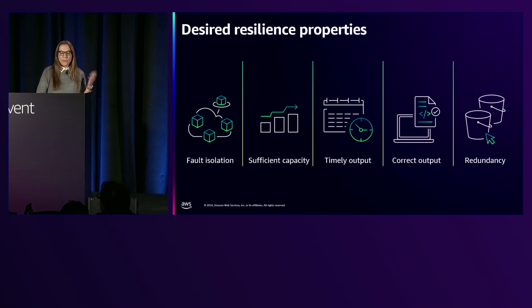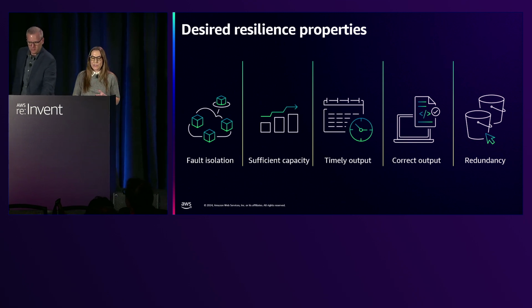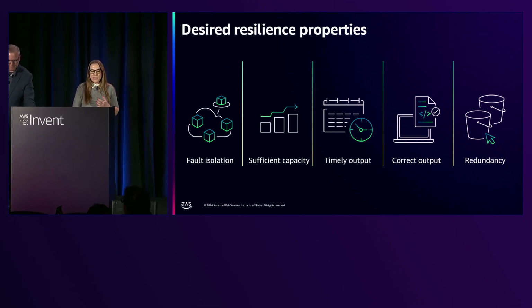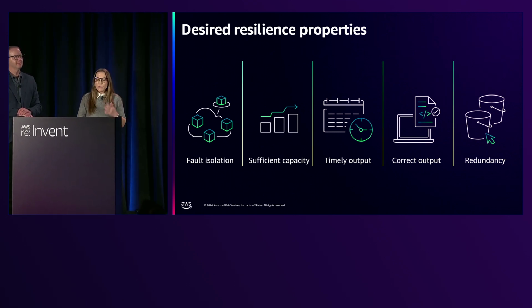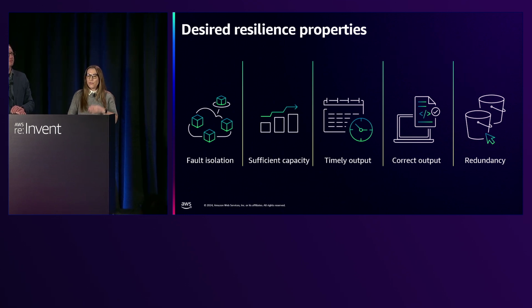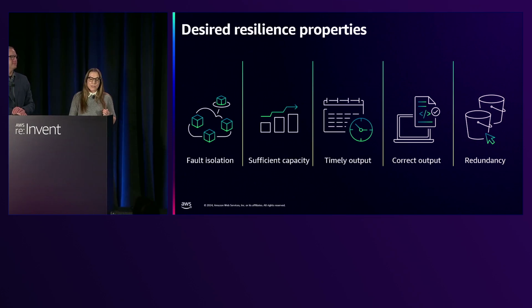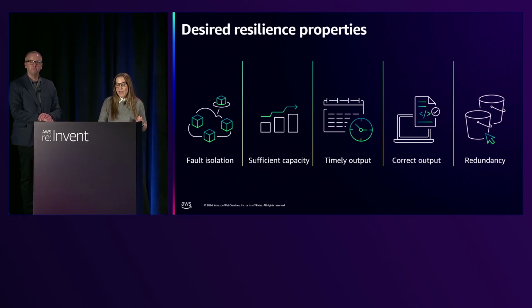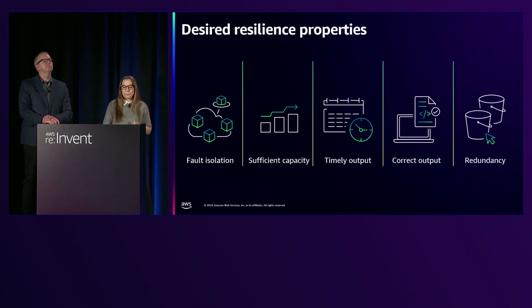All right. So as we architect our generative AI systems for resilience, there are 5 key properties that we want to bake into our design. And these are fault isolation, sufficient capacity, timely output, correct output, and redundancy. Each of these properties plays a crucial role, but their true power emerges when they work in concert. They're not actually isolated concepts, but rather interconnected pillars that reinforce each other. And they create that resilient foundation for not only our Gen AI workloads, but really all of our workloads.